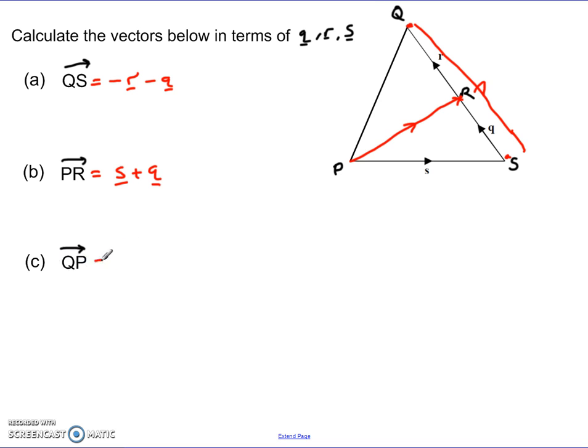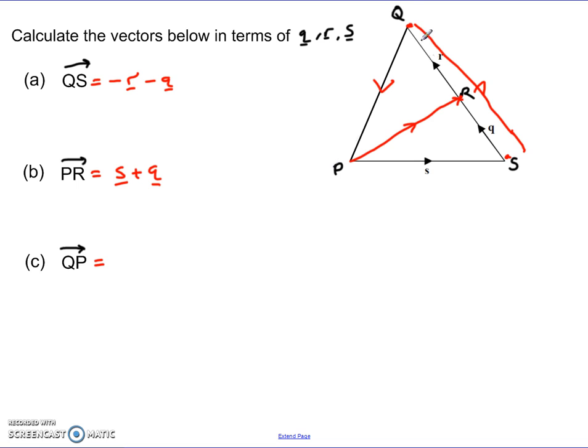The last one we want is the vector Q to P. So that's this one here. So that's Q to P coming back down this way here. Now to get from Q to P, we have to find a journey that we know. Well, first part is Q to R. We know that part, we can go there. The next thing we then want to do is go from R to P. So we want to go down this journey here.